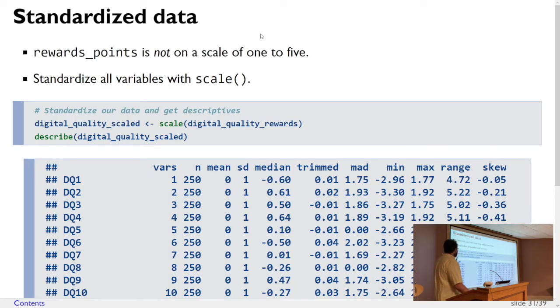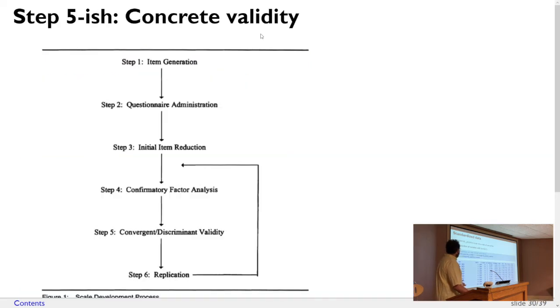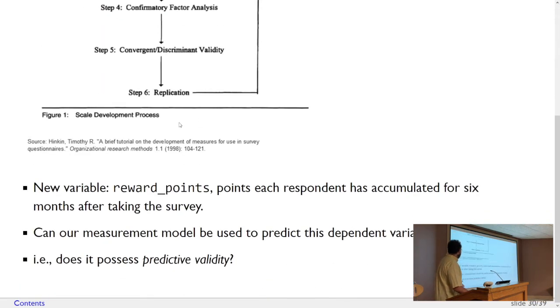Okay, so for example, I just came up with this: on our website, we really want people spending their rewards points. So I think, did I have that down here? Yeah, I do. Okay, so we really want people getting their rewards points. So let's say that they've been accumulating them for 6 months after taking the survey. Can our measurement model be used to predict this dependent variable? Does it possess predictive validity? So we can actually test whether we can use our measurement model to explain some kind of outside variable.